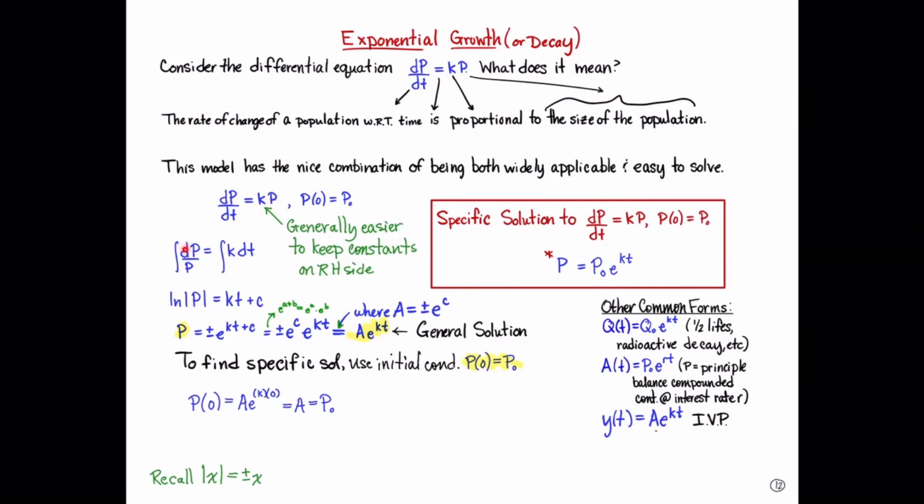The integral of 1 over P with respect to P is the natural log of the absolute value of P, and on the right-hand side, integrating k is just some number. The integral of k is kt plus c.